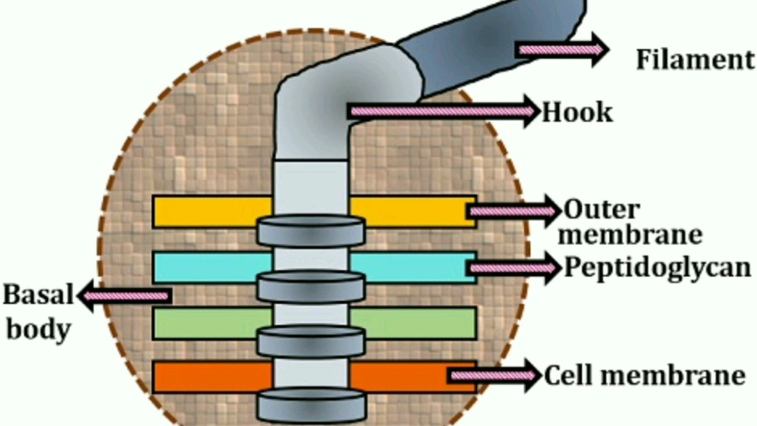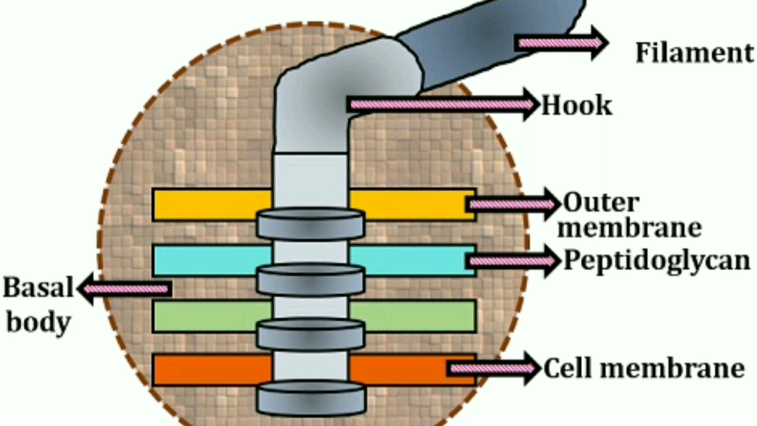Next is the hook. The hook is present outside the cell wall. As you can see in the diagram, the hook is the connecting point between a filament and a basal body. The last part of a flagella is the filament. The filament is the outermost long region, and it is made up of protein, that is flagellin. So this is the structure of a flagella, and a flagella is made up of three parts, that is a basal body, hook and a filament.